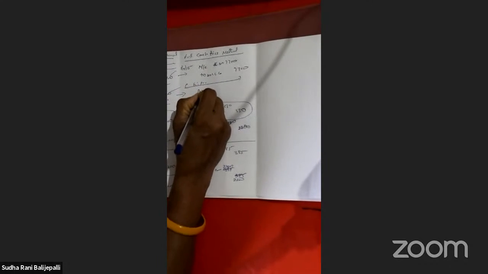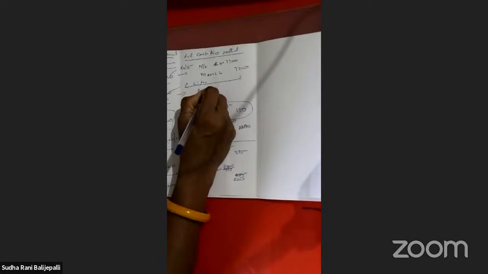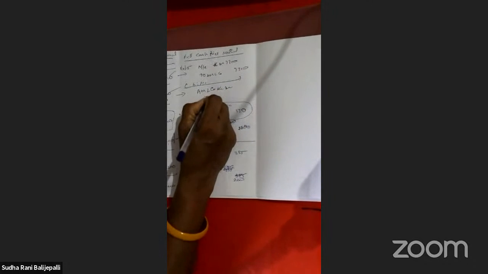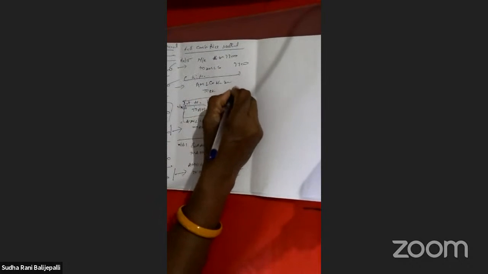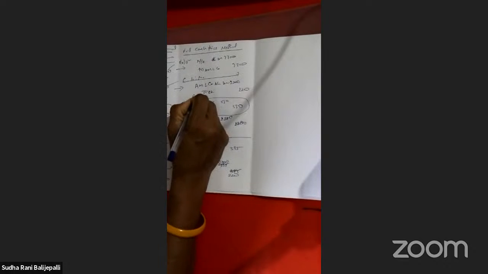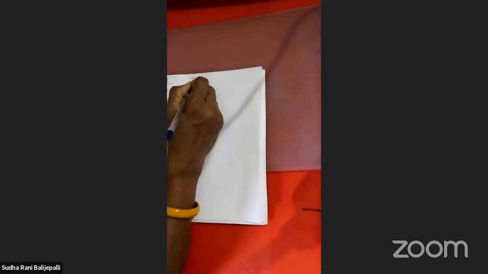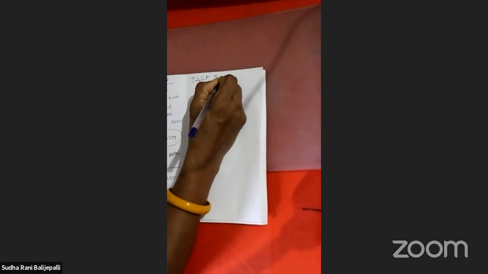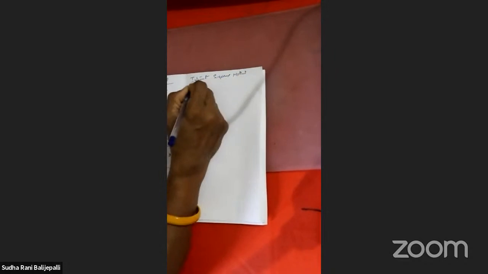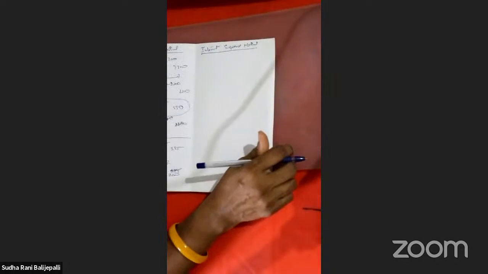Okay. Third method is interest suspense account method. When interest suspense account is open. Okay, third method. Now, how do you change this third method?